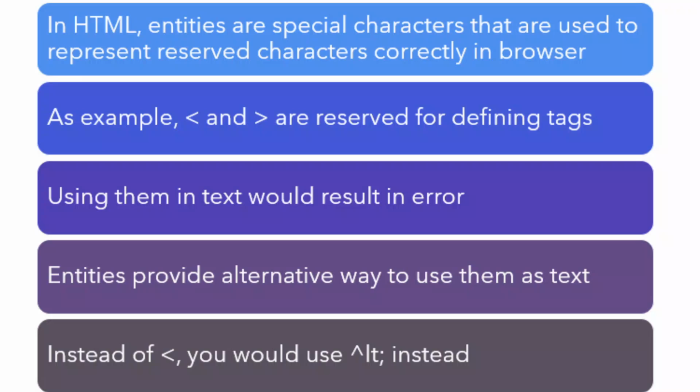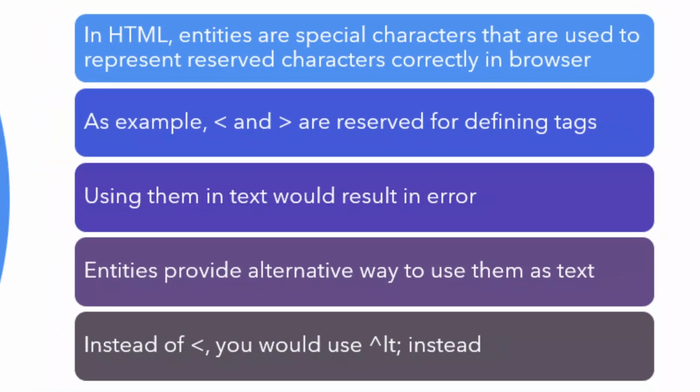As an example, if you want to use, let's say, a left angle bracket in text, you would use &lt; instead. I know it sounds weird using four characters in place of one, but that is the way provided in HTML. I didn't write the rules.